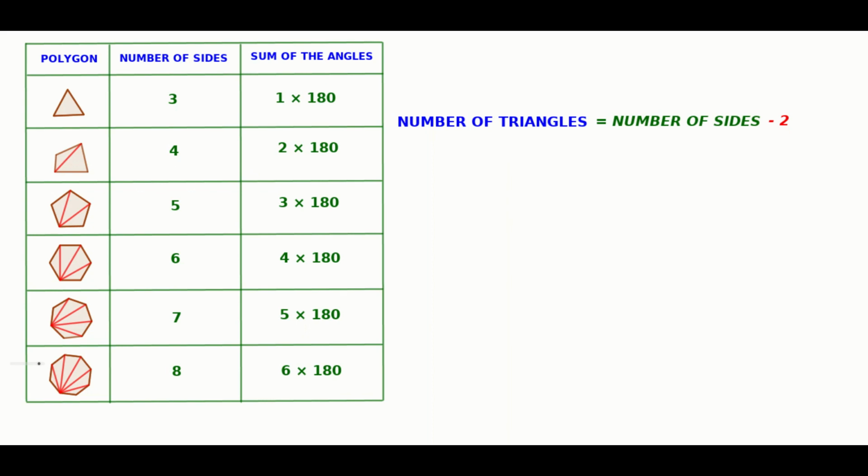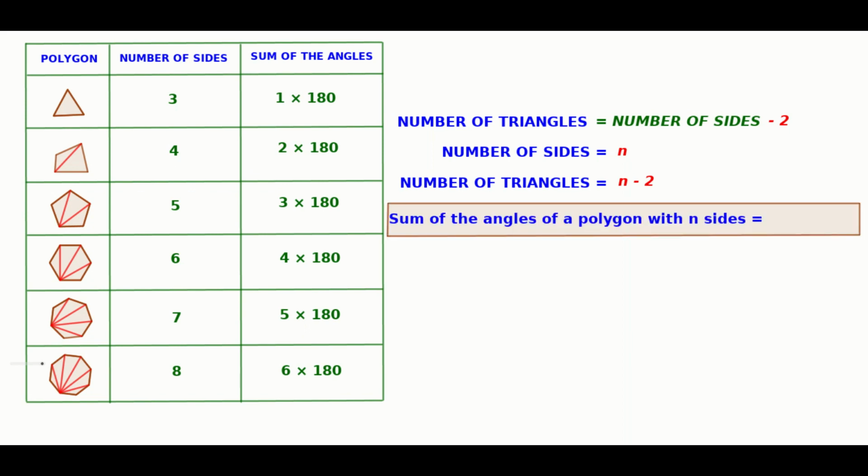Now in general, if you take the number of sides as n, then number of triangles will be n minus 2. And therefore we can write the sum of the angles of a polygon with n sides is equal to (n minus 2) into 180 degrees. That means to find the sum of the angles of a polygon, you have to subtract 2 from the number of sides and multiply that number with 180.